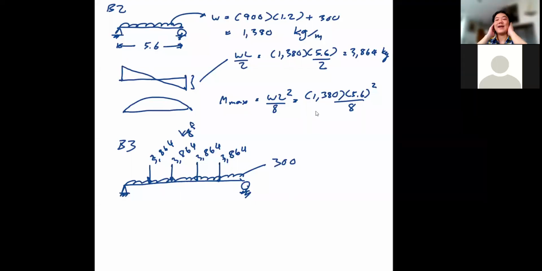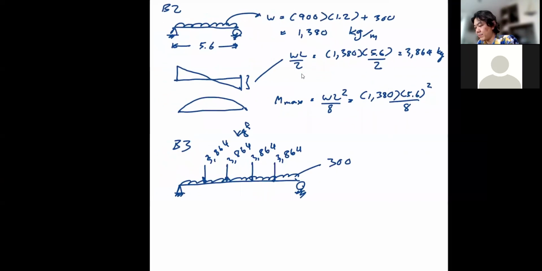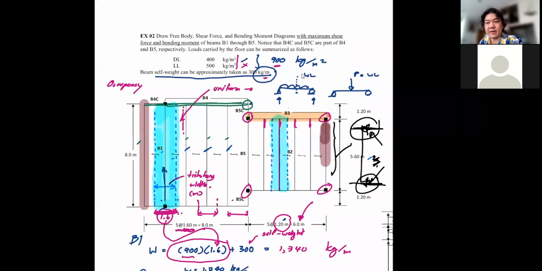Okay, so at last, everyone, good morning. We're back in the class. Let's have a quick review on the problem that we are working on from the last time. This is example number 2.